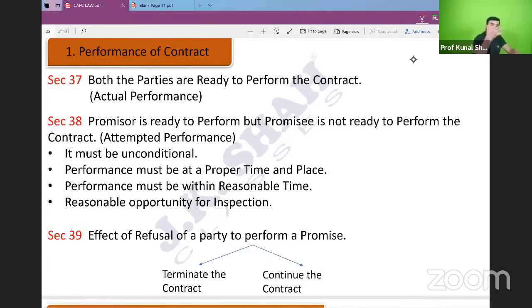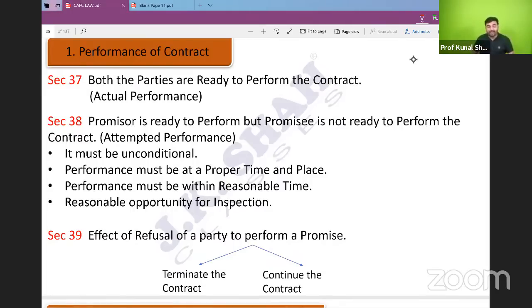Now, on 10th January, I, as a promisor, went to Karthik and said to him, Karthik, today is the due date of performance. Should I send you my car? I am giving an offer of performance. I'm not giving an offer, man, the contract is already formed. I'm giving an offer of performance. When I say, should I send you my car, it means I'm ready to perform.